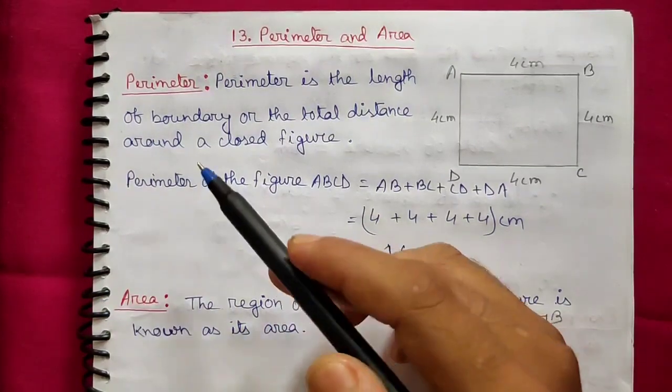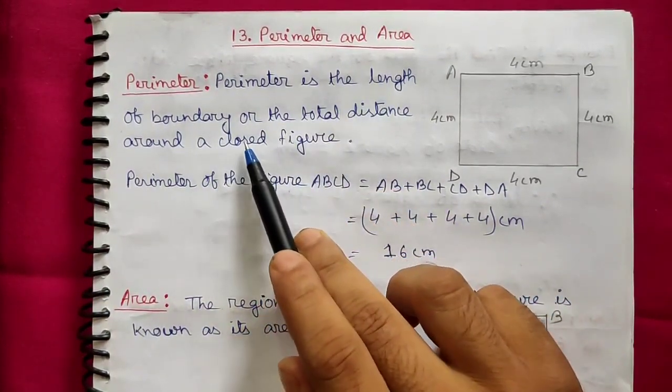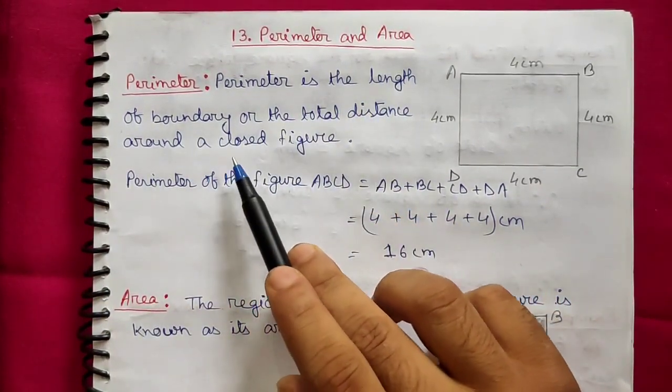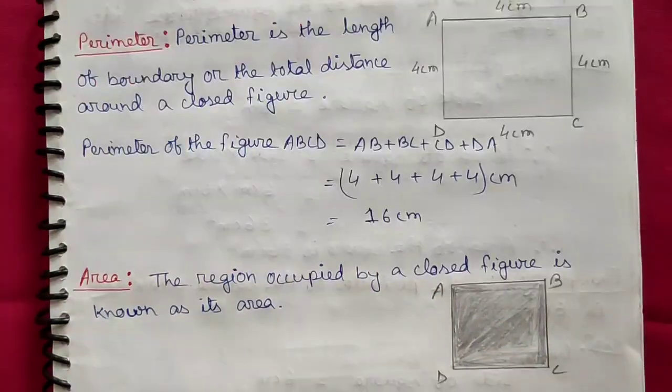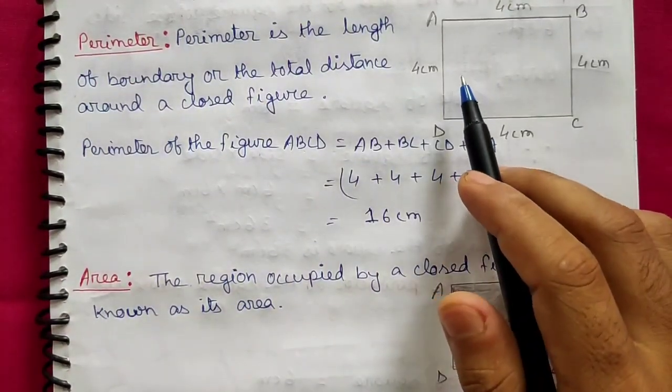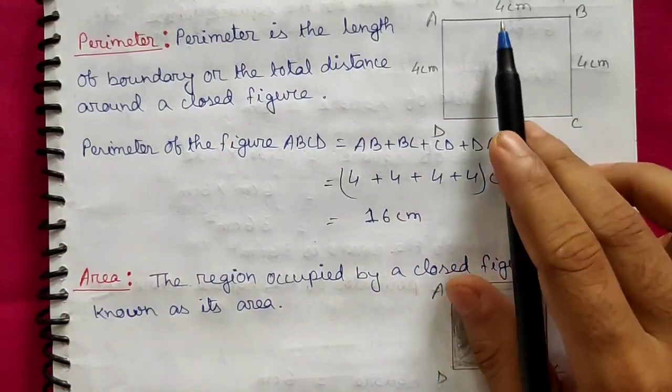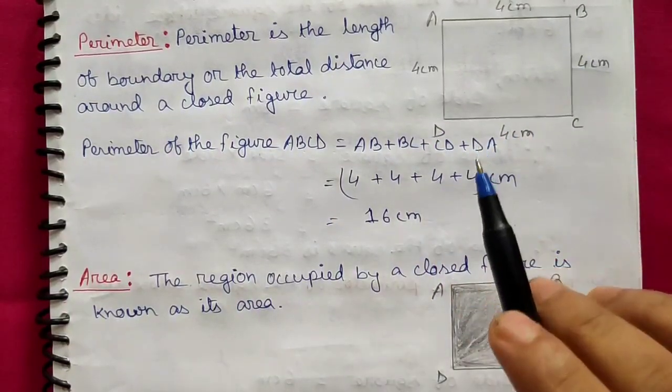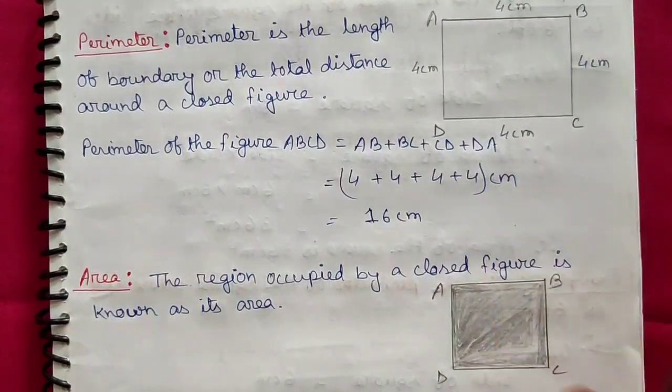So what is a perimeter? Perimeter is the length of a boundary or the total distance around a closed figure. Suppose we have this figure. The name of this figure is what? ABCD. Now perimeter means what? Sum of all the sides, right?